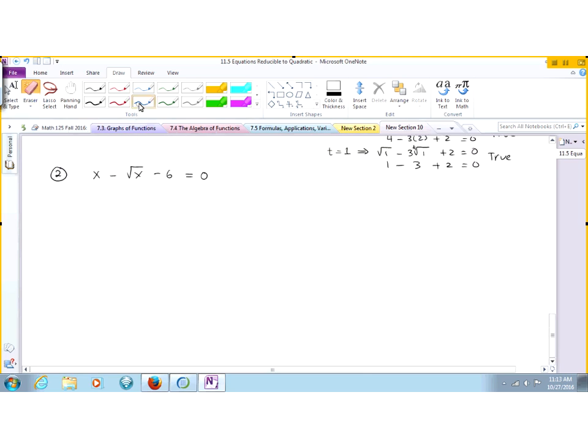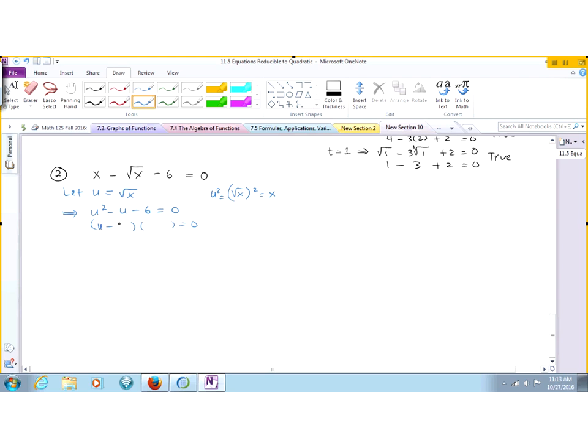Yes. So, sorry, what did you say? Yes. Let u equal the square root of x. Is this a u squared? Yes. Right? What is square root of x squared? So, yes, you do have a u squared. So, u squared minus u minus 6 is equal to 0.